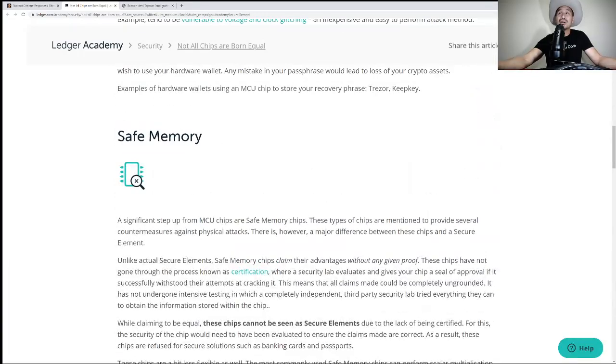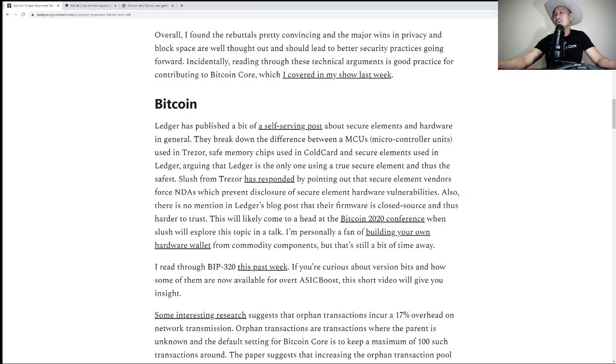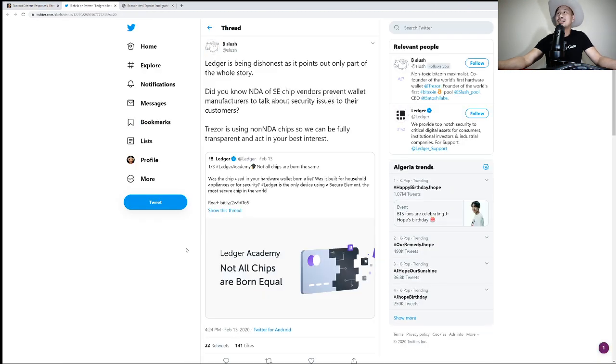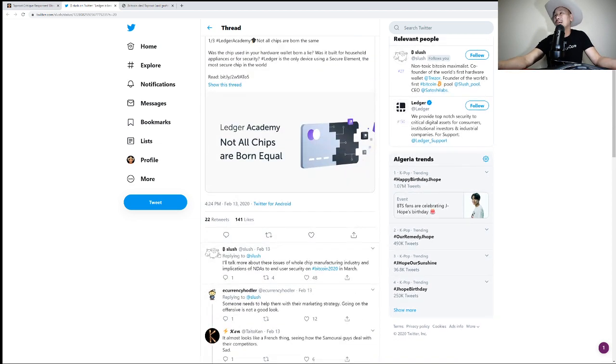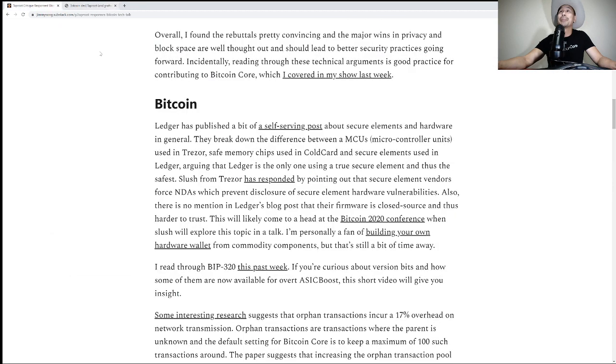Whereas something like Coldcard or Trezor might be using different types of chips, but they've open sourced their stuff. So there are drawbacks to both. Slush from Trezor has essentially responded to that post, saying Ledger is being dishonest as it points out only part of the whole story. And I agree that they're only pointing out part of the whole story. Slush is saying he'll talk more about the issues of the whole chip manufacturing industry and the implications of NDAs on user security at Bitcoin 2020 in March. So I'm looking forward to that talk. That's definitely something I will attend, and I look forward to hearing from them.